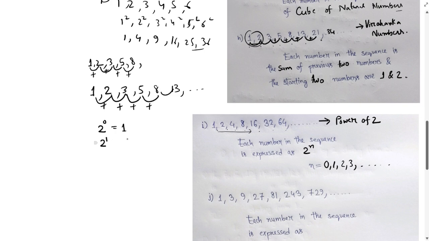Next, 2 power 1 we get 2, 2 power 2 we get 4, 2 power 3 we get 8, then 2 power 4 we get 16. See, it is similar: 1, 2, 4, 8, 16. Okay, understood?